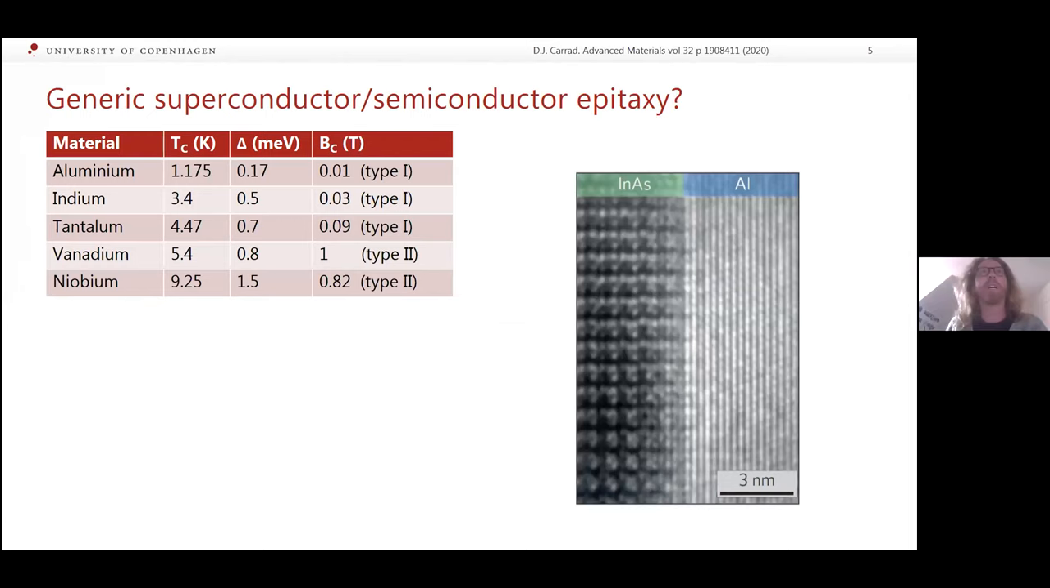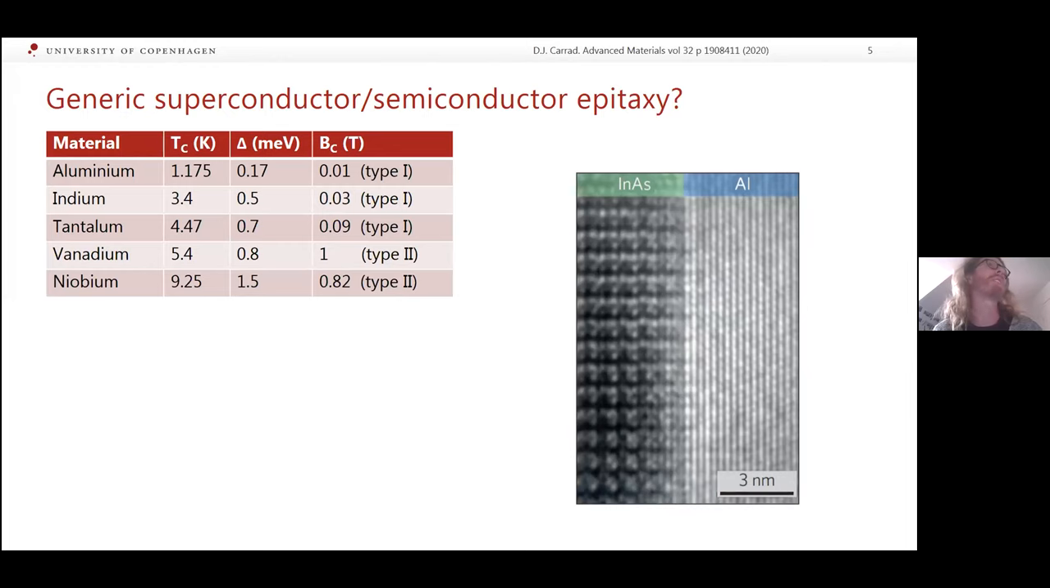The other motivation that we had, which Peter touched on briefly, was the original concept behind the indium arsenide aluminium epitaxy. If you look at that paper name, it doesn't mention indium arsenide or aluminium. It says semiconductor superconductor epitaxy. The motivation was to do this in a more general way, instead of limiting ourselves to just a couple of materials. As Peter says, there's a whole zoo of materials you could try from the periodic table.